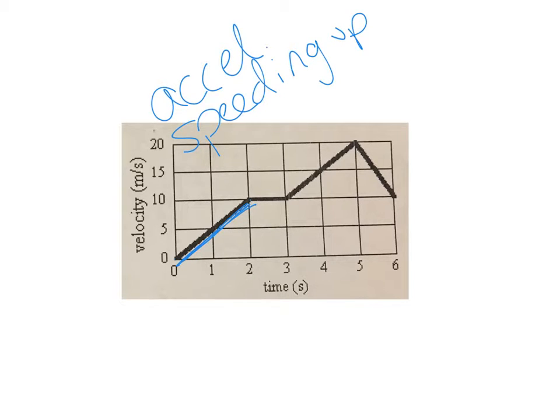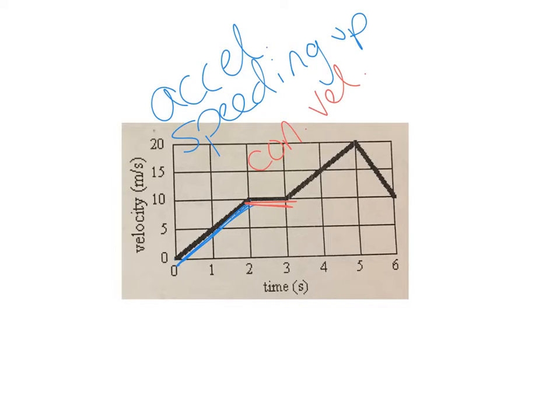All right. For the second part of the graph, you just have this flat line. It is maintaining a velocity of 10 meters per second during that 1 second. So it is keeping a constant velocity. All right, there's no acceleration going on at that point.